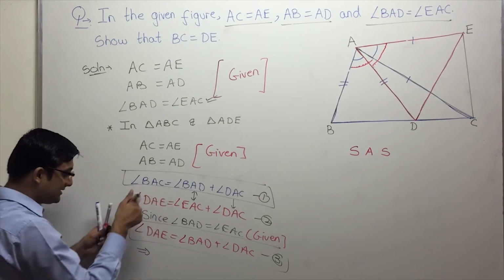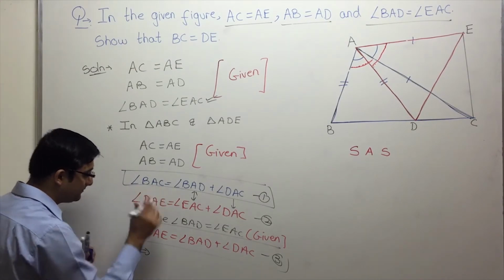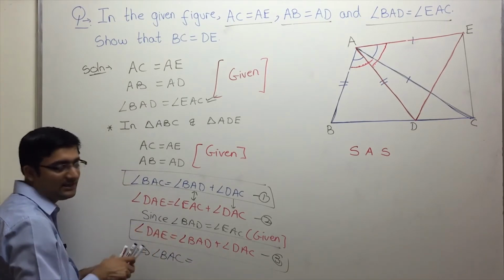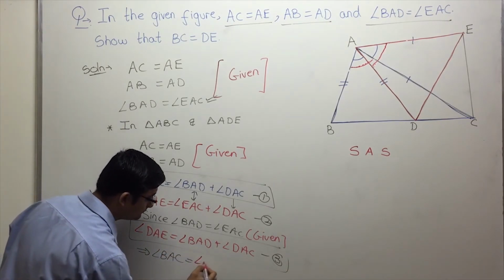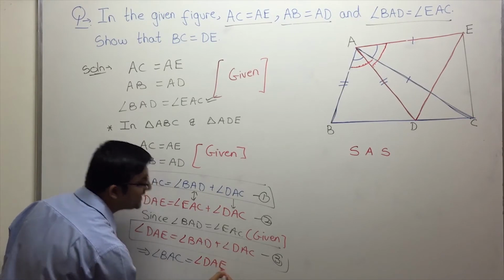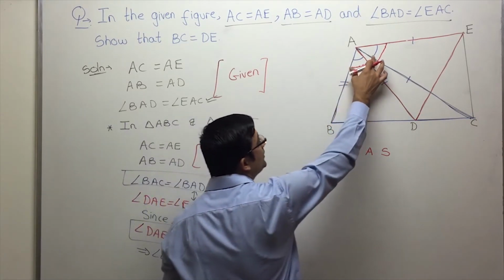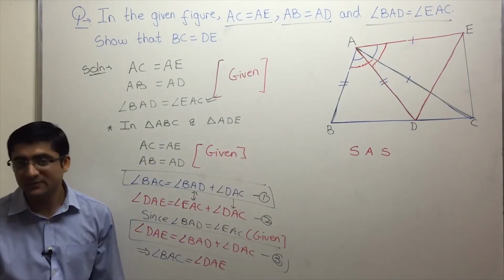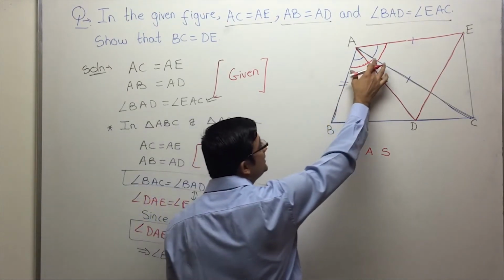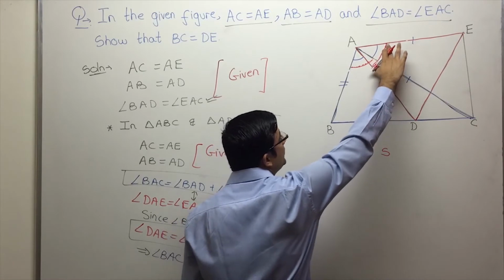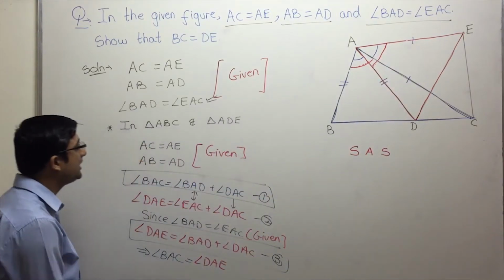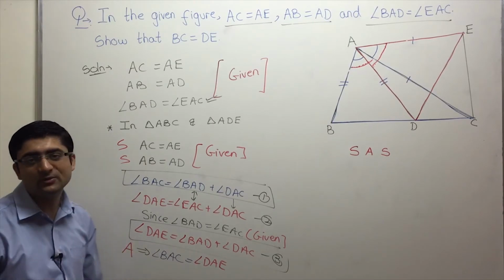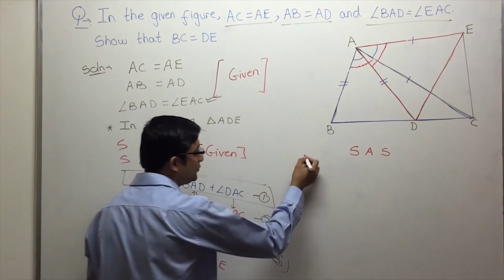So this implies angle BAC is equal to angle DAE, which is exactly what we wanted. So the included angle over here is equal to the included angle over there. I repeat, this is exactly what we wanted. The included angle over here is equal to included angle over here. So now what do we have? Two corresponding sides are equal and the included angle is also equal. So by SAS criteria, the two triangles are congruent.